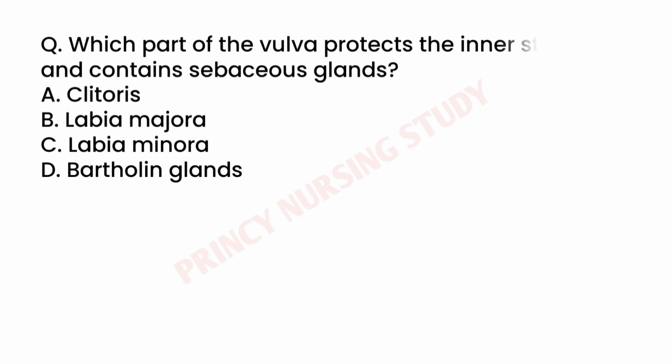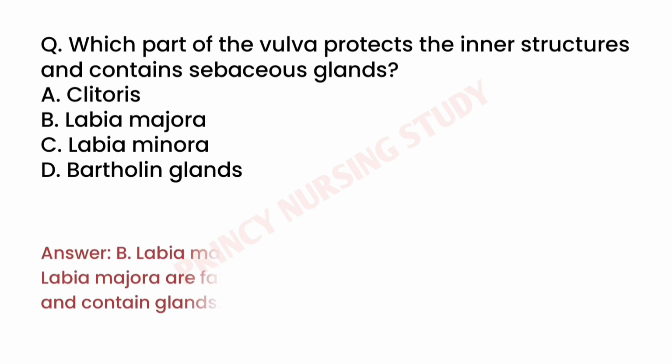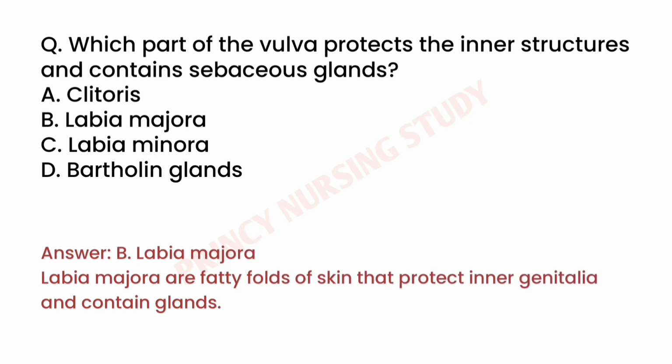Next question. Which part of the vulva protects the inner structures and contains sebaceous glands? Correct answer is B. Labia majora. Labia majora are fatty folds of skin that protect inner genitalia and contain glands.